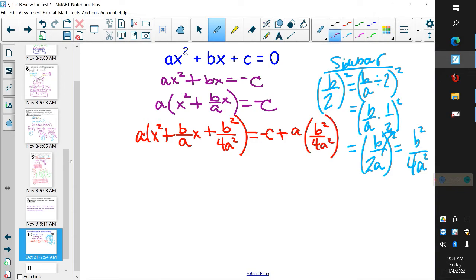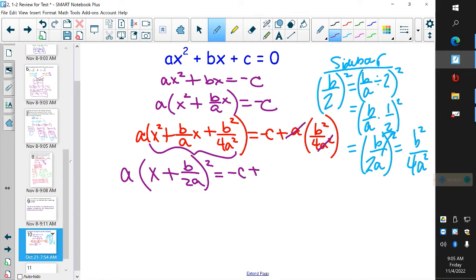Yes. Okay. This a hangs out, and these 3 terms are going to turn into what? Drop the x, drop the plus, and what is b divided by 2? That is b over 2a, quantity squared. Then I have a negative c plus this a, and this a squared goes away and becomes just an a, so that's a b squared over 4a. Does everybody see that?